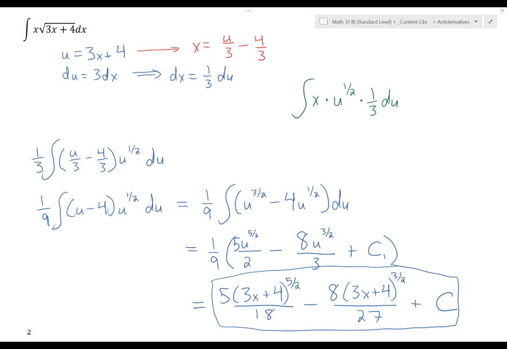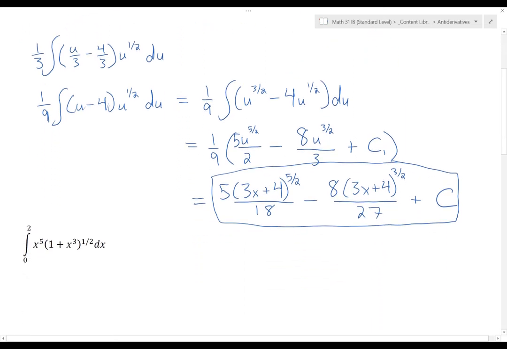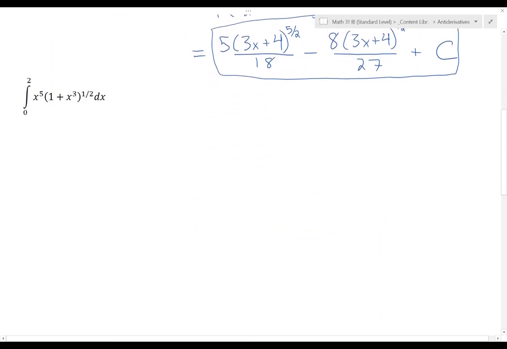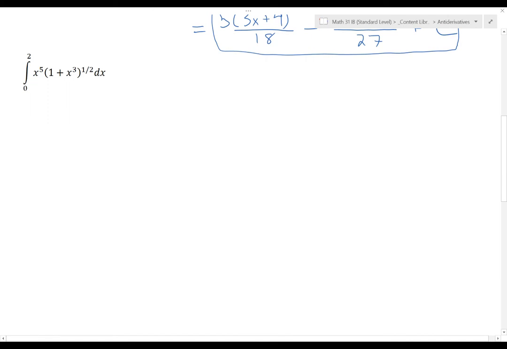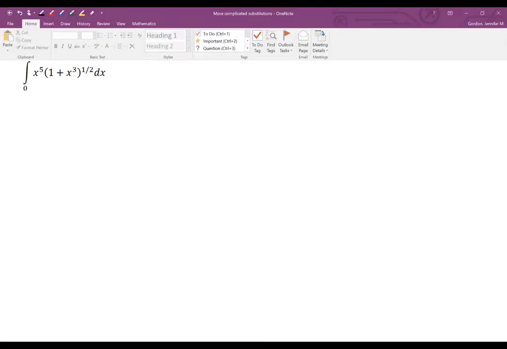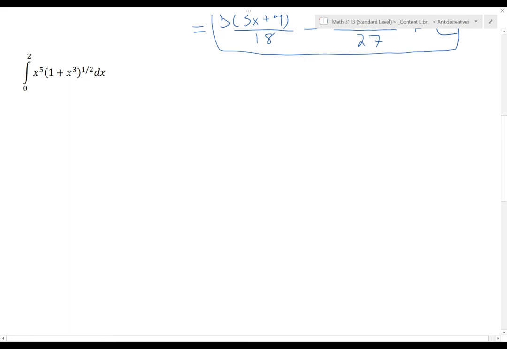And that is the antiderivative of the given function. This is an indefinite integral, so I end up with a function, and I'm not given an initial condition, so I have to have the plus C. Let's look at what happens if I do substitution with a definite integral.